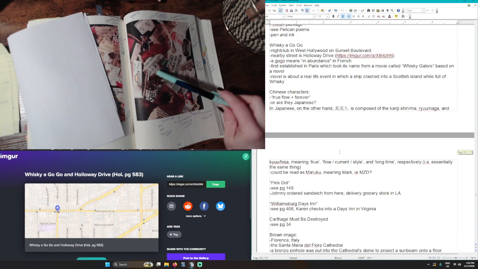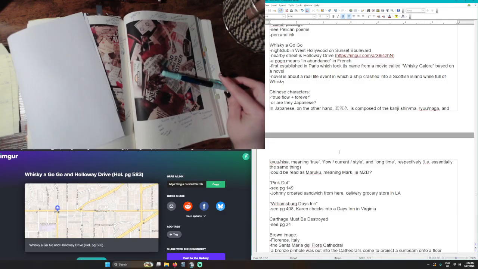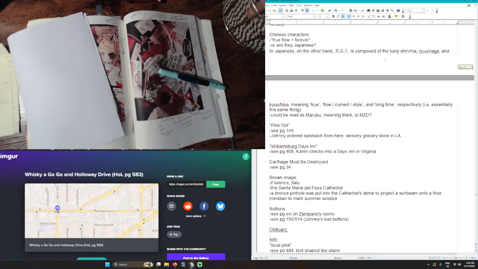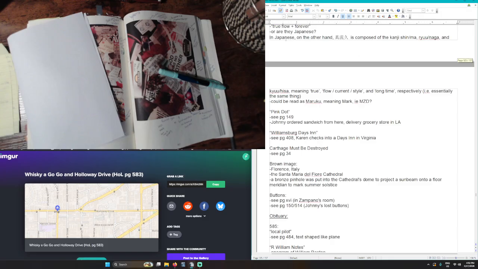Then we have these characters here, and they could be Chinese or Japanese. They mean the same thing anyways. In Chinese they mean true, flow, and forever. In Japanese, I don't speak Japanese, so I don't know. I think this is relevant.